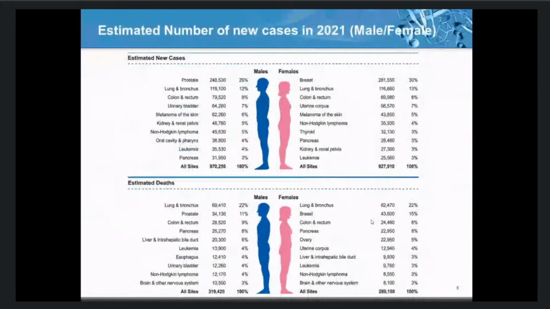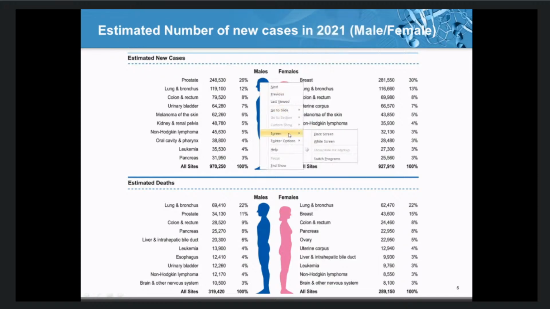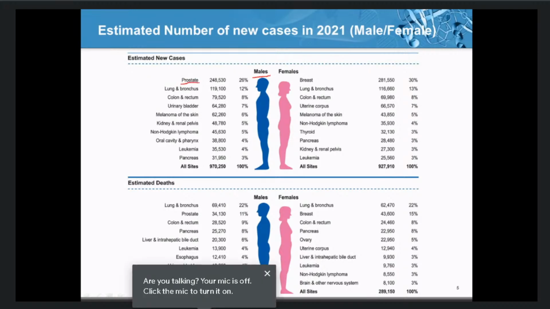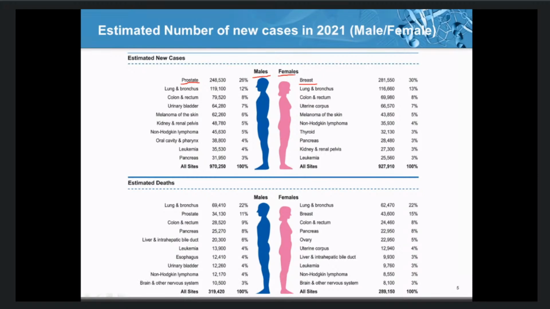Okay, so when we talk about the estimated new cases in 2021, I think you can see my slide. In the case of males, it is predominantly prostate cancer, whereas in females, mostly they are suffering from breast cancer, which Ghazala has expertise in and is her own core area of research work.